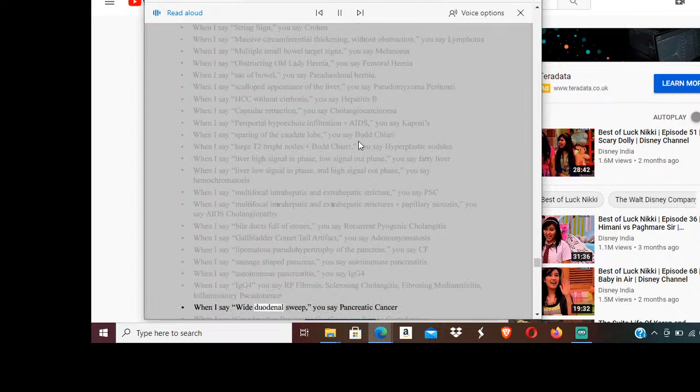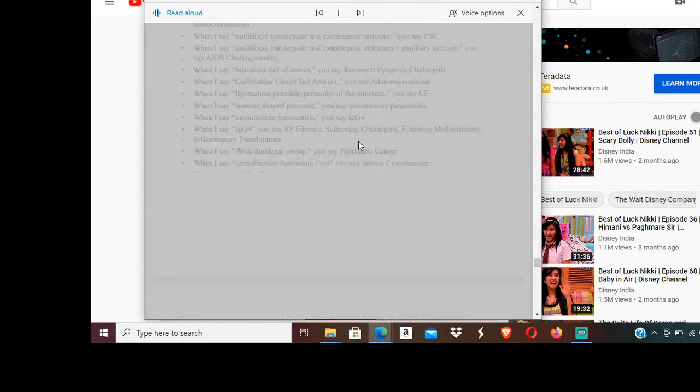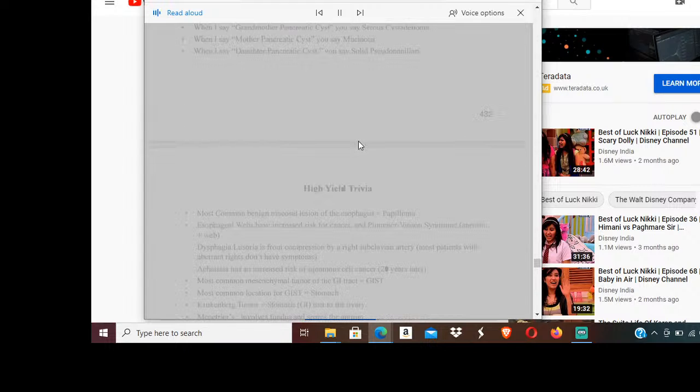When I say wide duodenal sweep, you say pancreatic cancer. When I say grandmother pancreatic cyst, you say serous cystadenoma. When I say mother pancreatic cyst, you say mucinous. When I say daughter pancreatic cyst, you say solid pseudopap.